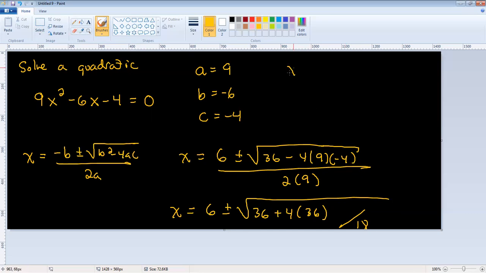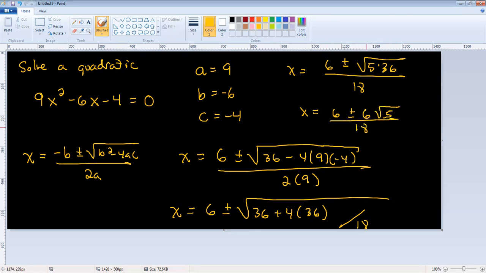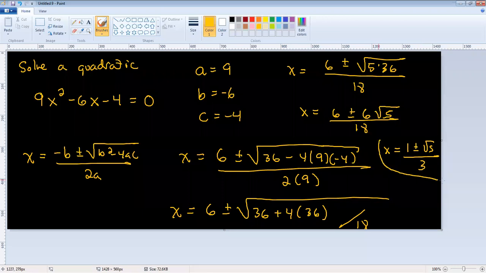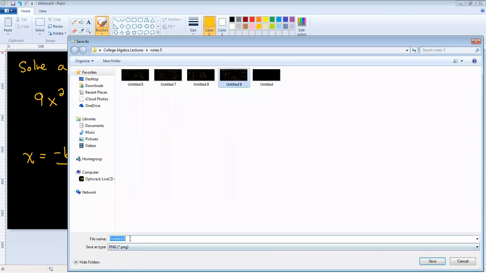So what we can do is rewrite this up here and say 6 plus or minus, and this can actually be 5 times 36 over 18. Okay, so this is 6 plus or minus, square root of 36 is 6, and we have over 18. And of course, we can reduce this down because 6 goes into 6 one time, and it goes into here 3 times. And then that's what we have left over. So, what do you guys think? Does everybody see how that works?